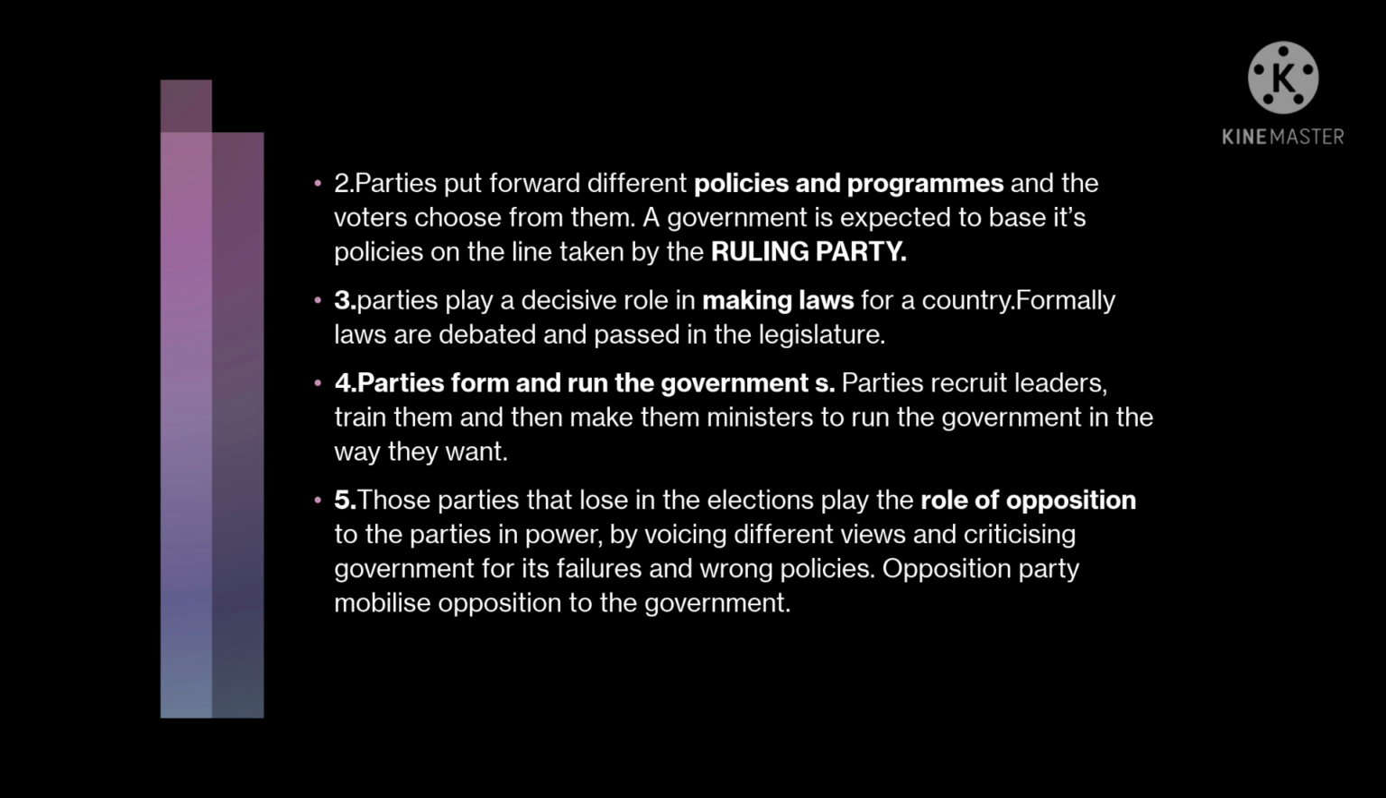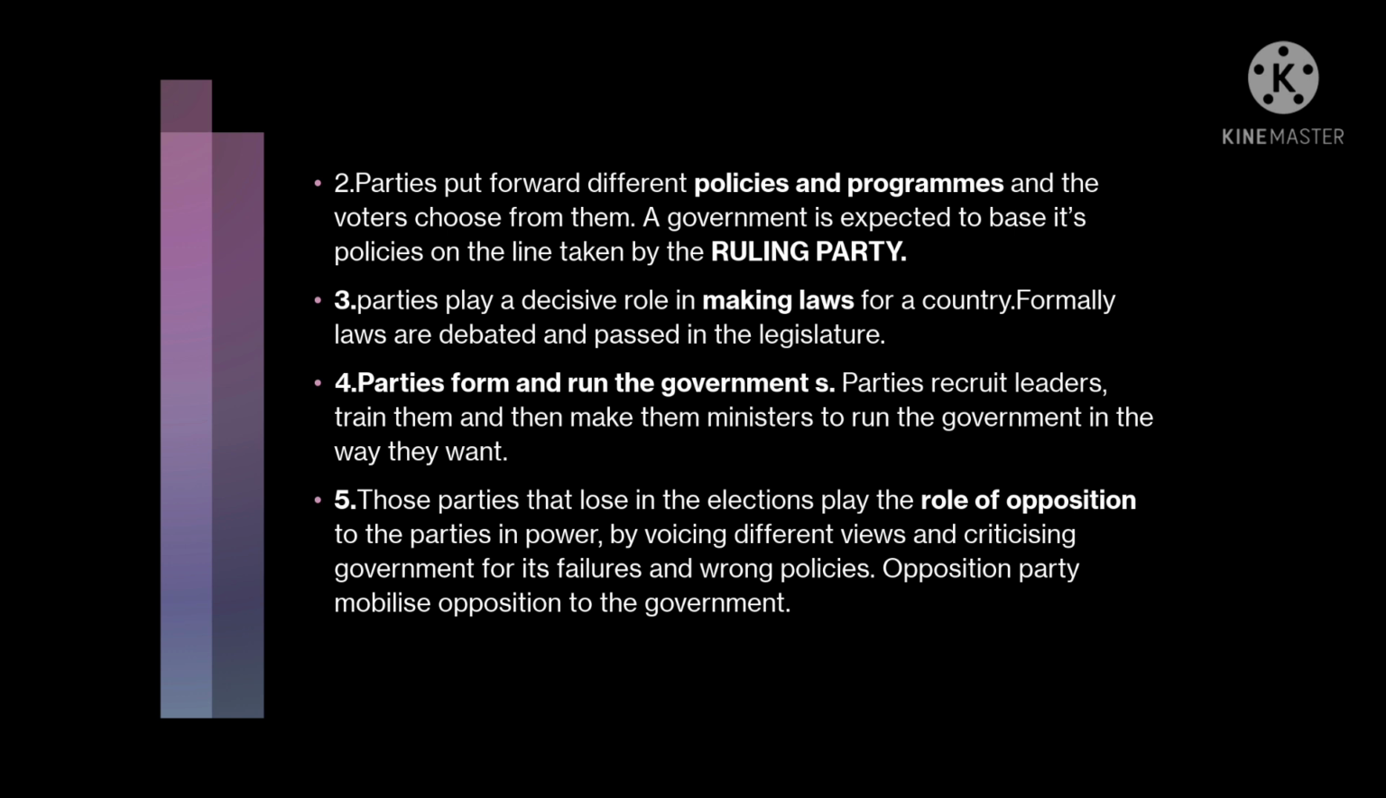Fifth function of political party: parties that lose in elections play the role of opposition to the parties in power. So we know very well in the 2019 election, which party became the ruling party? BJP. Why? Because BJP secured 303 seats and became the largest party in Lok Sabha. At the same time, which party became the opposition party in the 2019 election? Congress. Why? Because Congress got 52 seats.